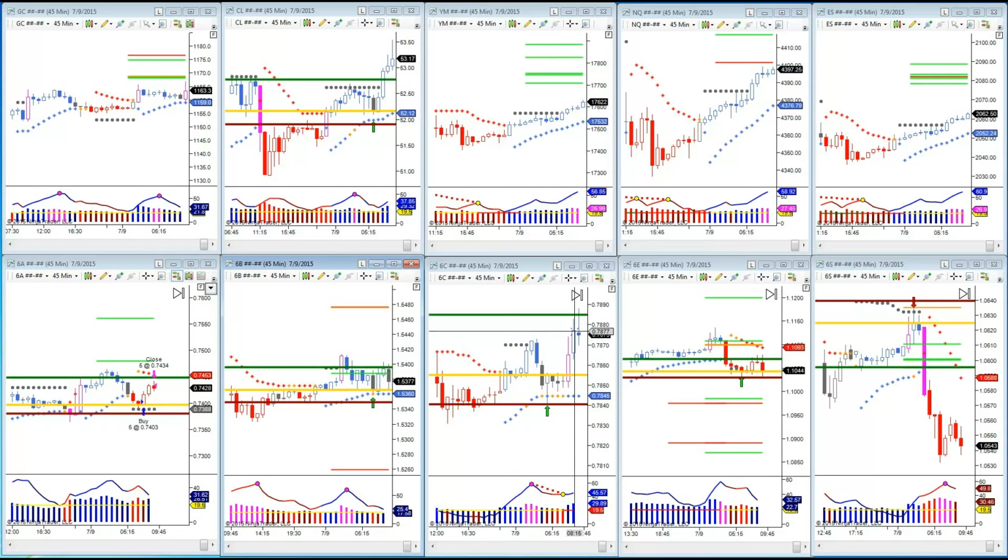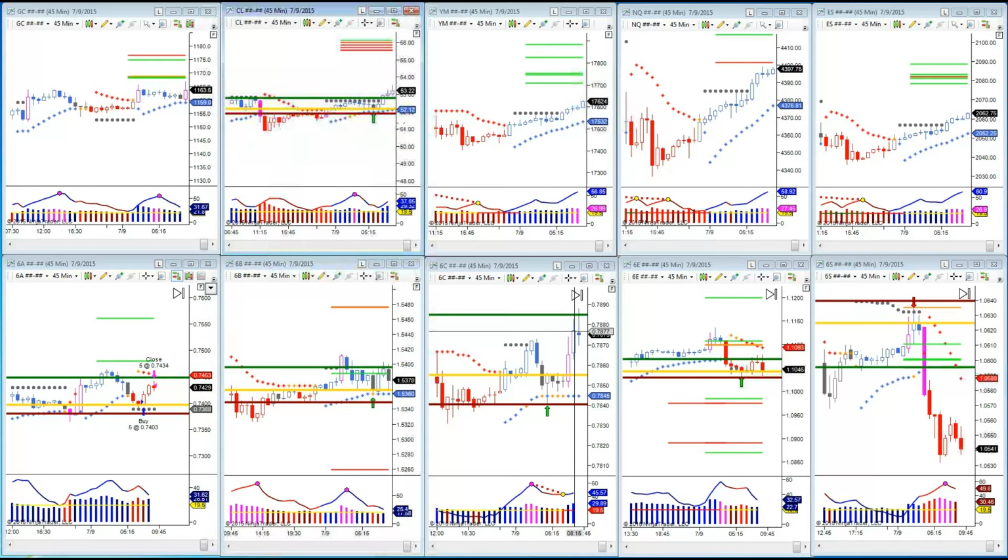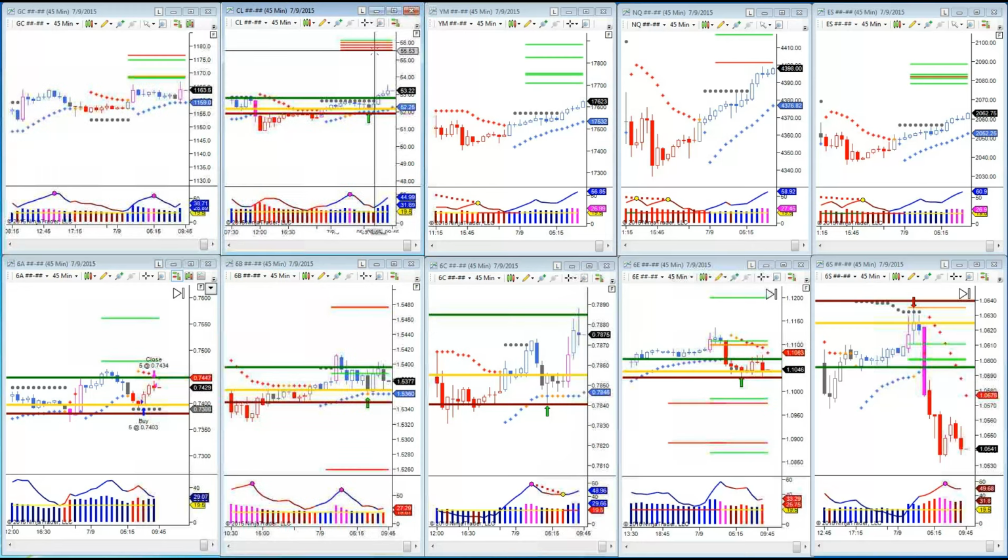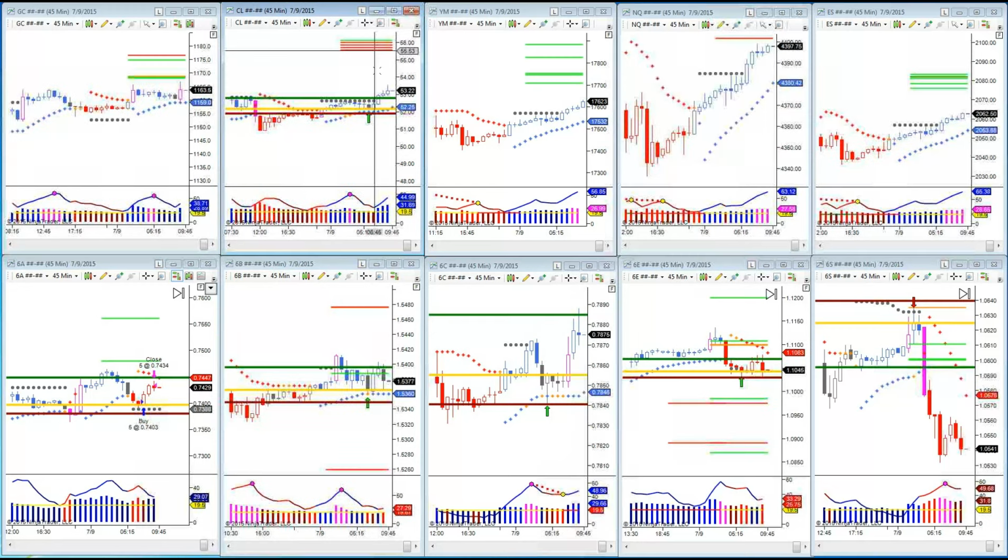Any questions so far? Please, if you don't understand, ask. If there's something on the chart that you don't understand, ask. You know, on crude, we don't have anything as far as support and resistance until we get up to 56, okay? Actually, it starts coming in about 55.50 on up to about 56. That's where you have the resistance.